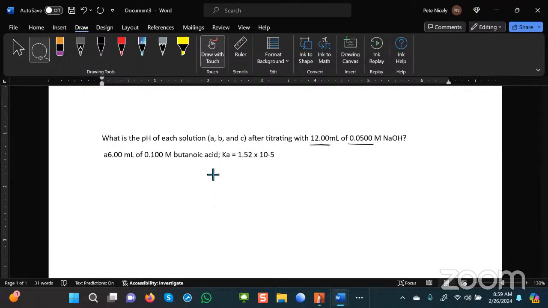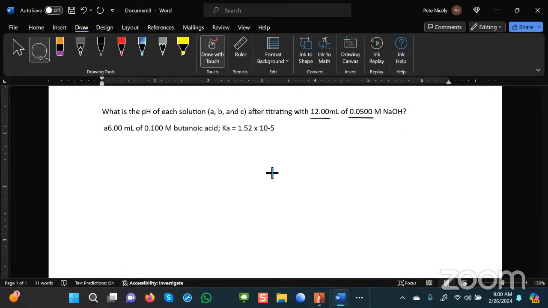Okay, so we're starting off with the same sodium hydroxide, 12 mils of the 0.0500 M, but this time now we're working with a different acid and a different molarity, all right? So let's see what that would give in this case. The approach will be similar, but of course, there'll be some differences because of the different numbers involved, all right?